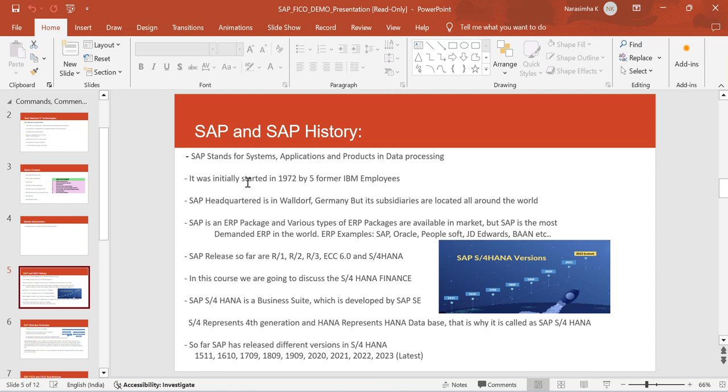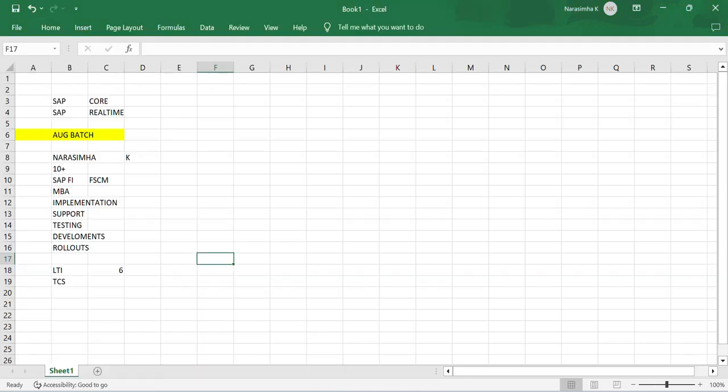What is SAP? This SAP is an ERP package. What is ERP?